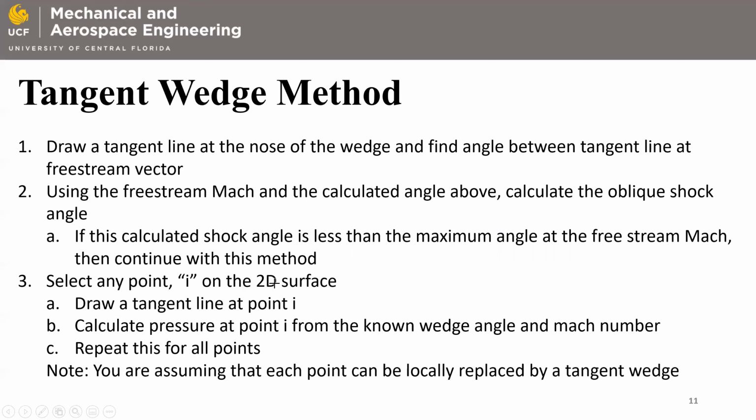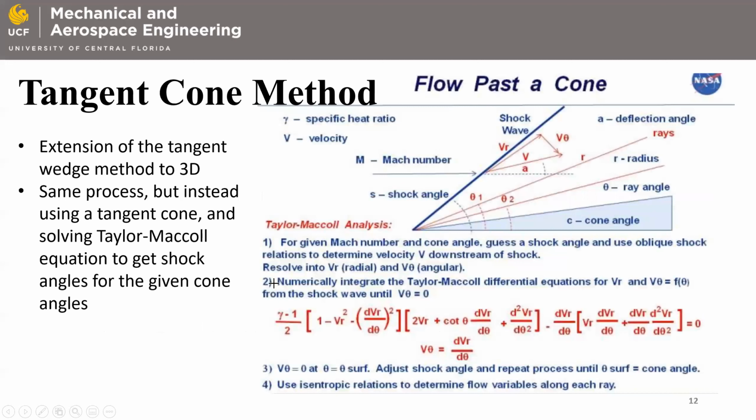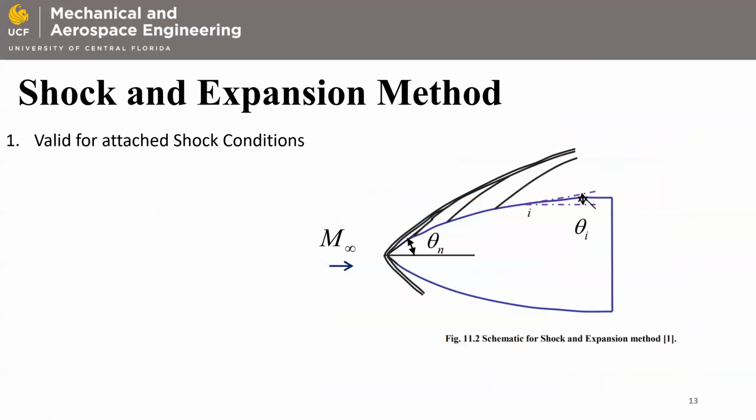It's important to mention that this is only for 2D surfaces, and that's why we also have the tangent cone method, where you do the same sort of thing, except instead of replacing it with a tangent wedge, you're replacing it with a tangent cone. And the tangent cone is a little more tricky to solve for. You have to solve the Taylor-Maccoll equation to get the shock angle for the given cone angle. But yeah, the given cone angle is the same angle you get from drawing that tangent line at the different points. But you have to solve this whole thing to get that. It can be done, but it's not easy.